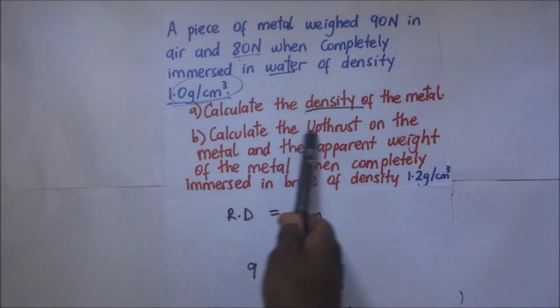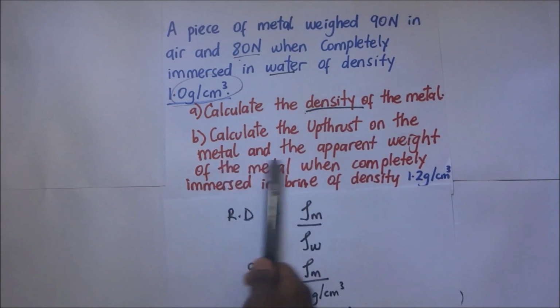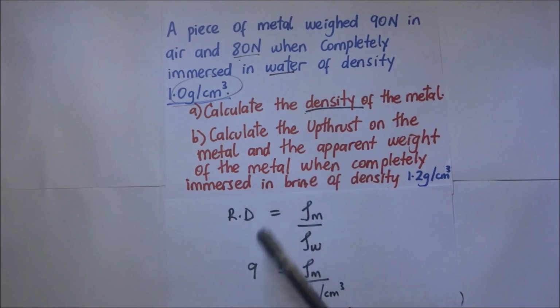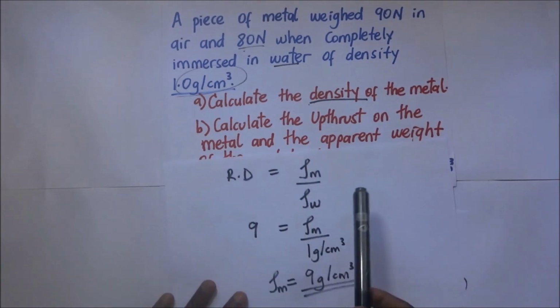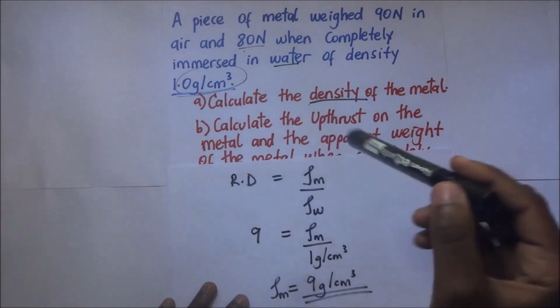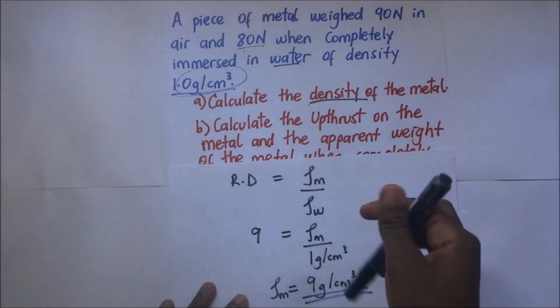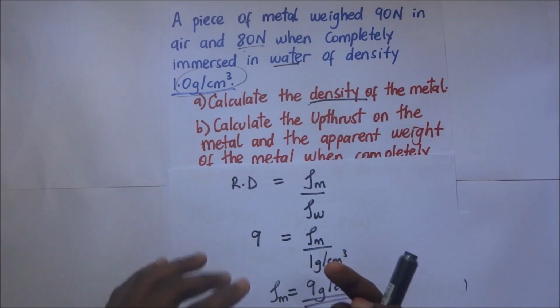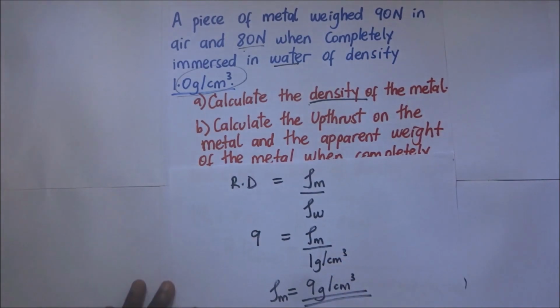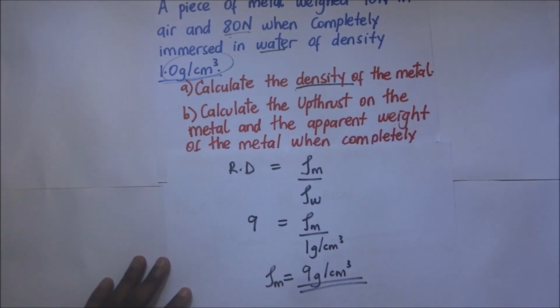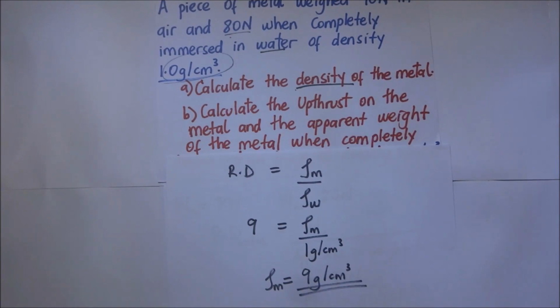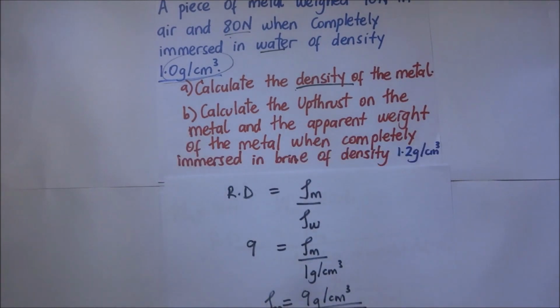Part B says: calculate the upthrust on the metal and the apparent weight of the metal when completely immersed in brine of that density. Of course, the upthrust on the metal means that this metal was dipped in a fluid. When it was dipped, it experienced an upthrust, and that upthrust, according to Archimedes, is equivalent to the weight of the fluid that was displaced. So we're going to use Archimedes' principle to calculate part B.